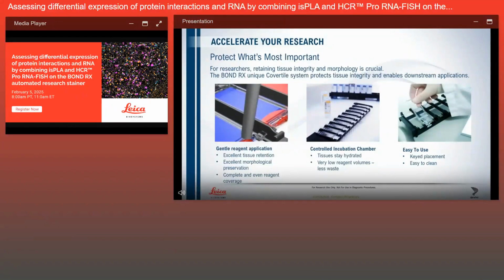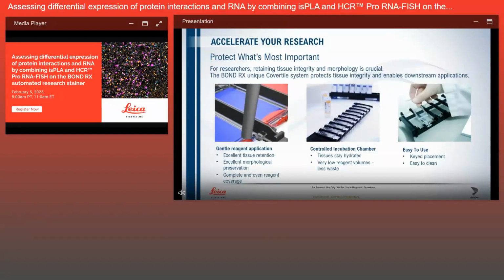Maintaining the integrity and morphology of tissue is crucial within research. The BondRx utilizes cover tile technology to protect the tissue, as well as provide reproducible and consistent staining. The main aspirating probe gently dispenses the reagent. The cover tile technology then employs capillary action to disperse the reagent underneath the cover tile and uniformly cover the tissue. This provides excellent tissue retention, morphological preservation, and complete and even reagent coverage.